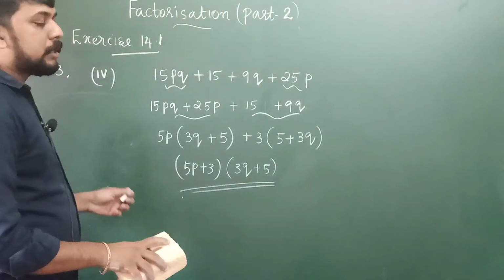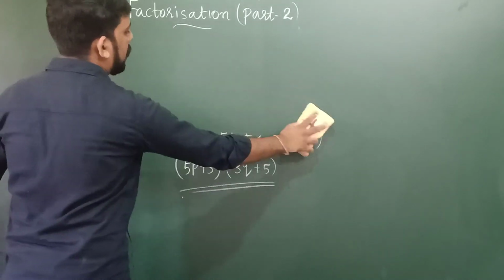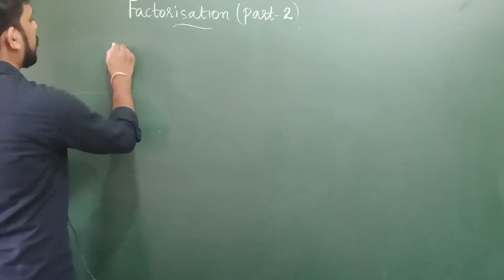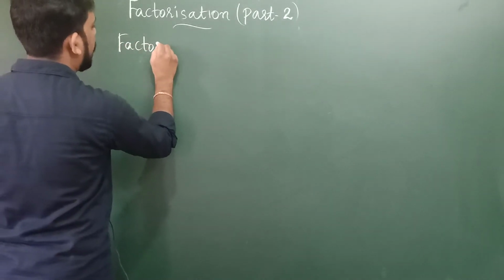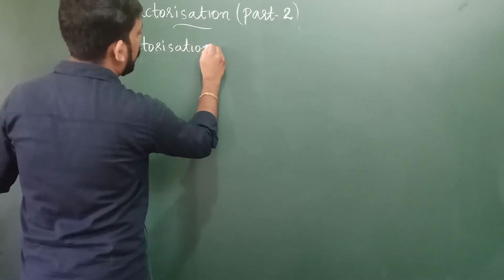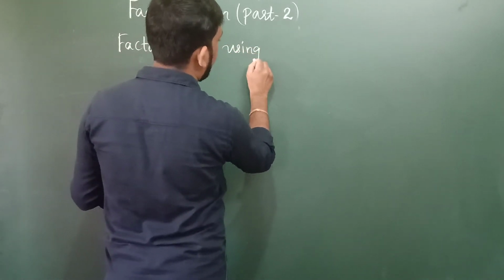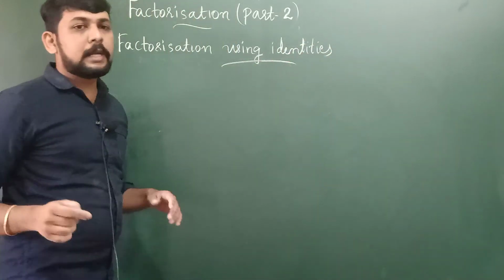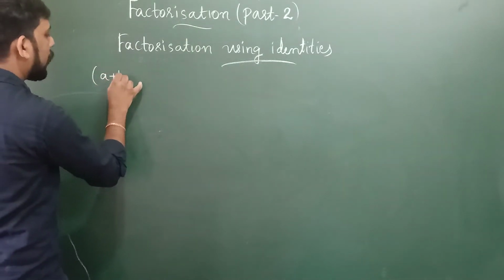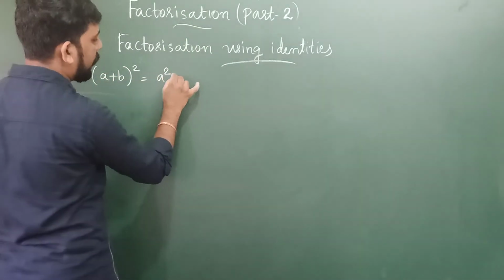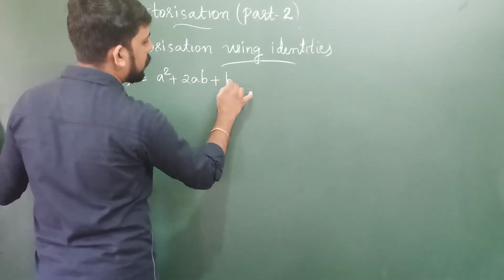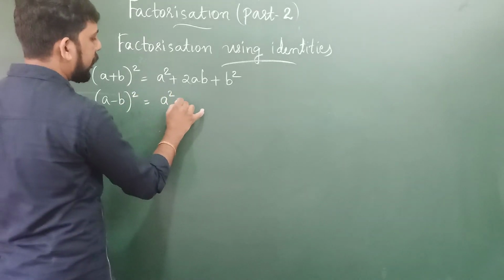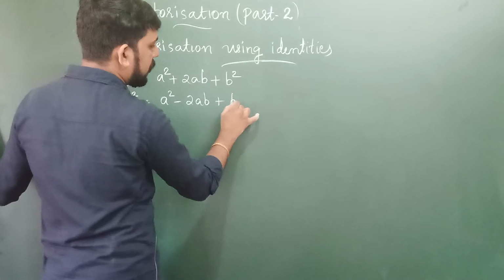Next activity, factorization using identities. So you all are familiar with identities. What is a plus b the whole square identity? A plus b the whole square equal to a square plus 2ab plus b square, right? Then what is a minus b whole square? A minus b whole square is equal to a square minus 2ab plus b square.